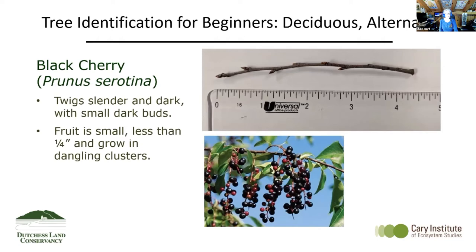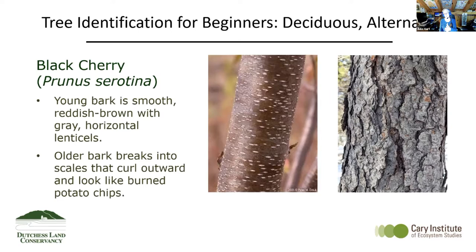So remember, we looked at this bark in the video. On the right side is the older tree bark, which has these plates that are sort of pulling away from the trunk that have a burnt potato chip look to them. That's the phrase I always come back to. Now, the bark of a young black cherry tree is on the left, and that is the sort of reddish brown with these light colored horizontal lenticels, which are those little breathing pores.